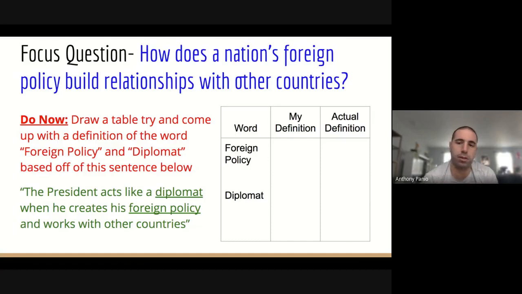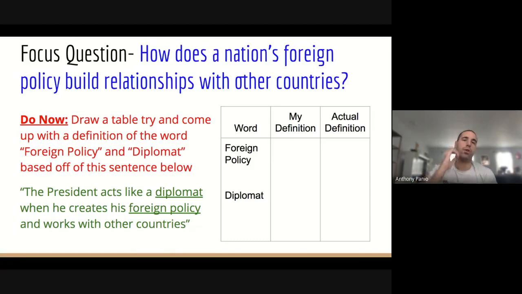So if you remember, we looked at Teddy Roosevelt a little bit. We looked at William Taft and we looked at Woodrow Wilson. Now, we looked at them more from a progressive era industrialization perspective. Now we want to take a look at their imperialism or their foreign policy. All right. So, how does a nation's foreign policy build relationships with other countries?